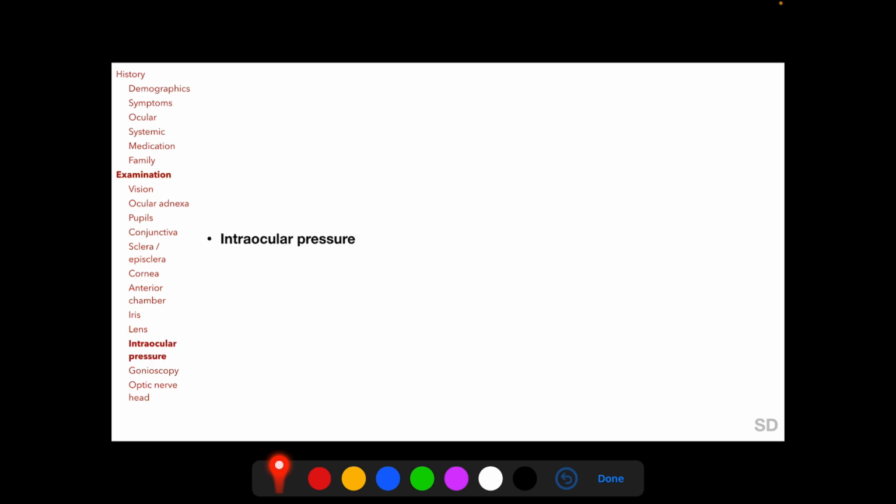the eye. Following anterior segment examination, the intraocular pressure should be measured, which we have discussed in the previous session, and following intraocular pressure measurement, gonioscopy should be done. Following gonioscopy, the pupil should be dilated for fundus examination. We will be discussing gonioscopy and fundus examination in the next session.